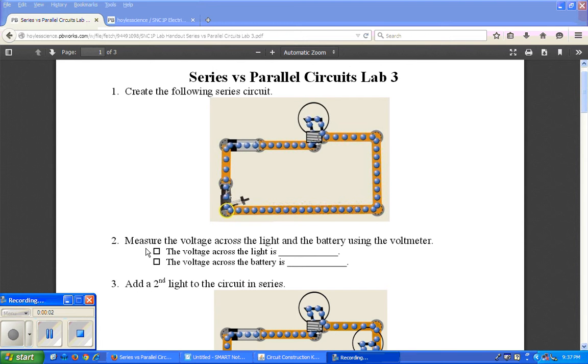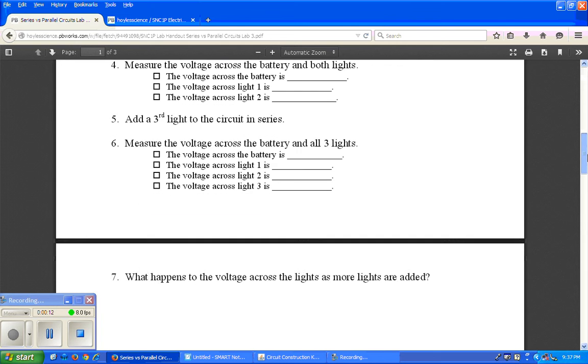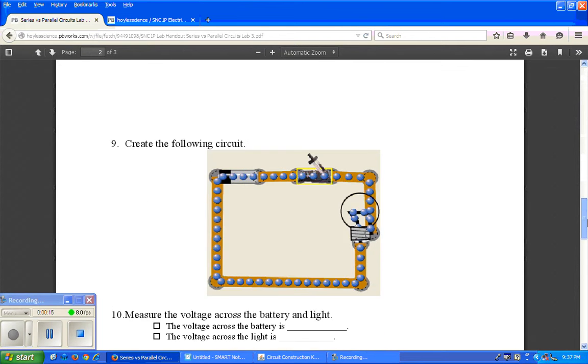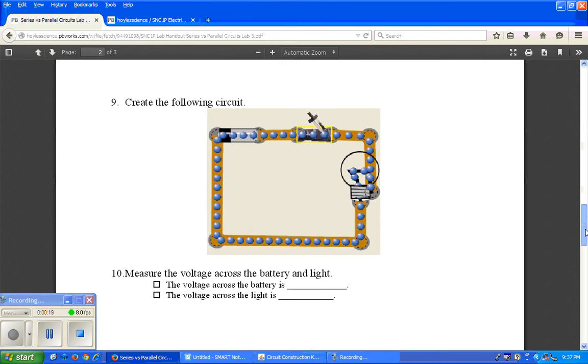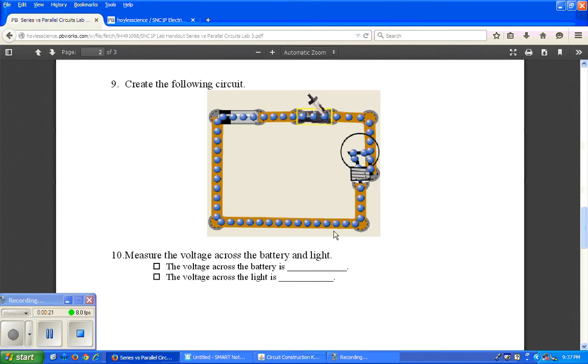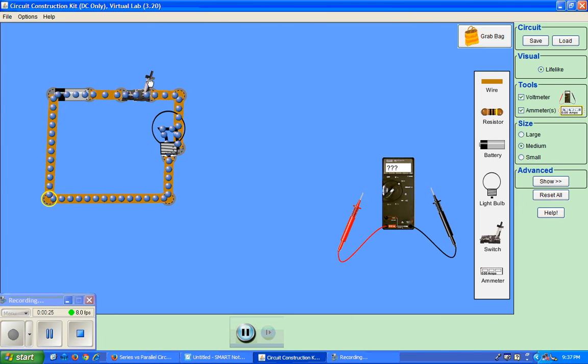All right, this is the second video for the lab, Series versus Parallel Circuits Lab 3. We've already investigated how voltage is distributed in a series circuit. Now we're going to look at the parallel circuit. So we want to go down to step 9 and create that circuit, which we've already done. You can see that right here. We'll turn on the switch and make it active.